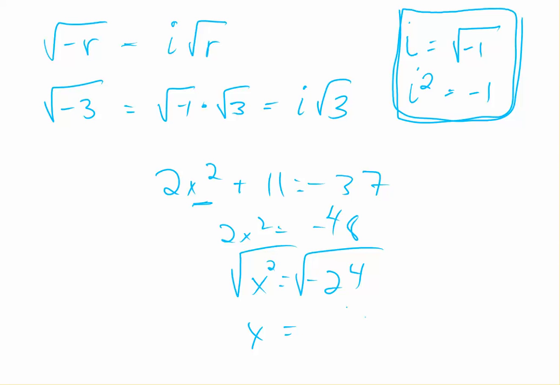And what that means is we can take out an i right away. Now we just have 24. We have to clean it up a little bit. So 24 is square root of 4 times the square root of 6. So that's a 2, that's a 6. So x equals plus or minus 2i square root of 6.